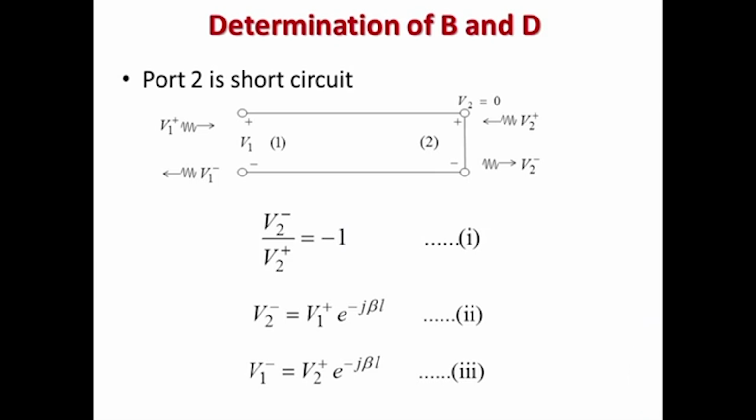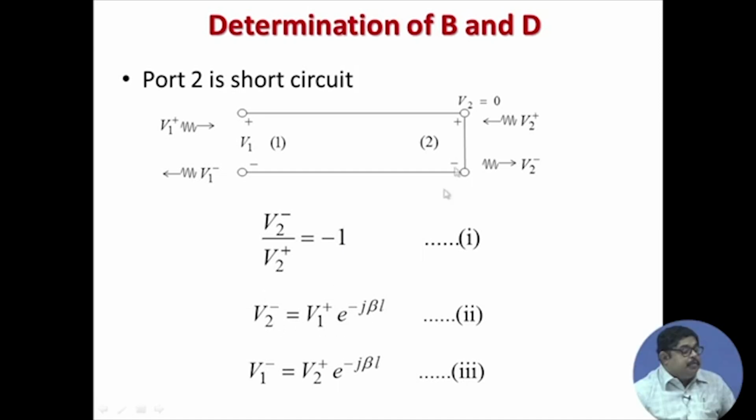So, V2 minus by V2 plus is shorted, and you can find that V2 minus, again by the propagation condition, has come because of V1 plus with this transmission. So that is given by e to the power minus j beta L. Similarly, V1 minus, which is coming out here due to V2 plus, is again e to the power minus j beta L.